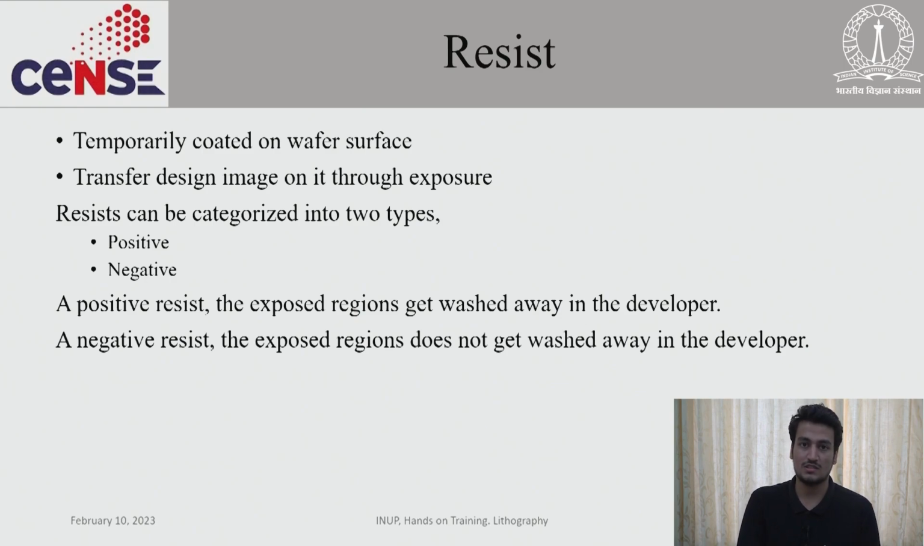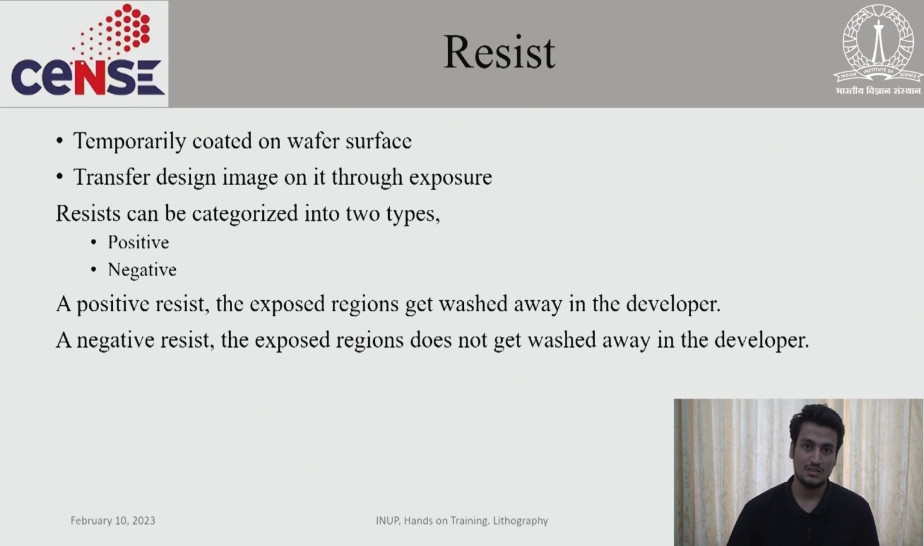So what is resist? Resist is an organic polymer chemical, which acts as an intermediate layer over the substrate. The resist chemical is sensitive to the source which we use to transfer our patterns. If the resist is sensitive to UV light, then it is called optical resist, and if it's sensitive to electron beams, then it is called EBL resist or electron beam resist.